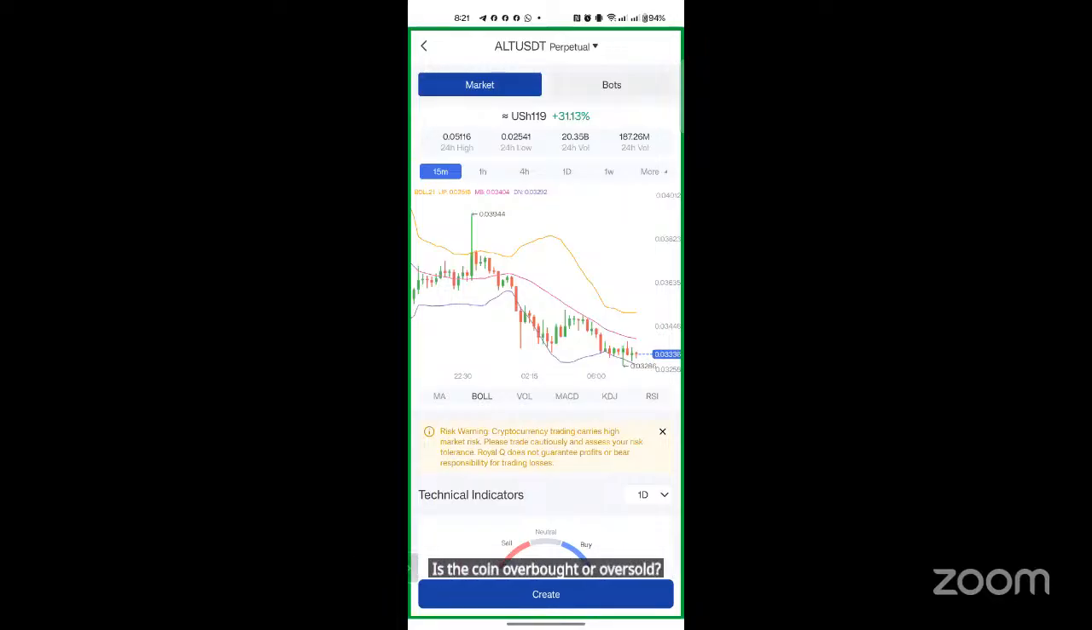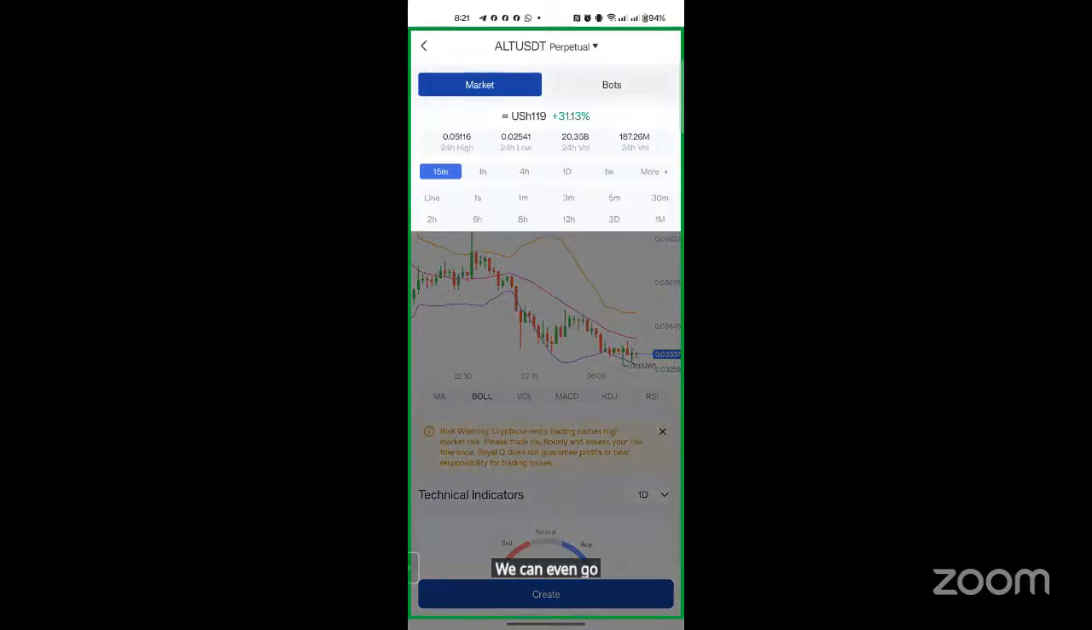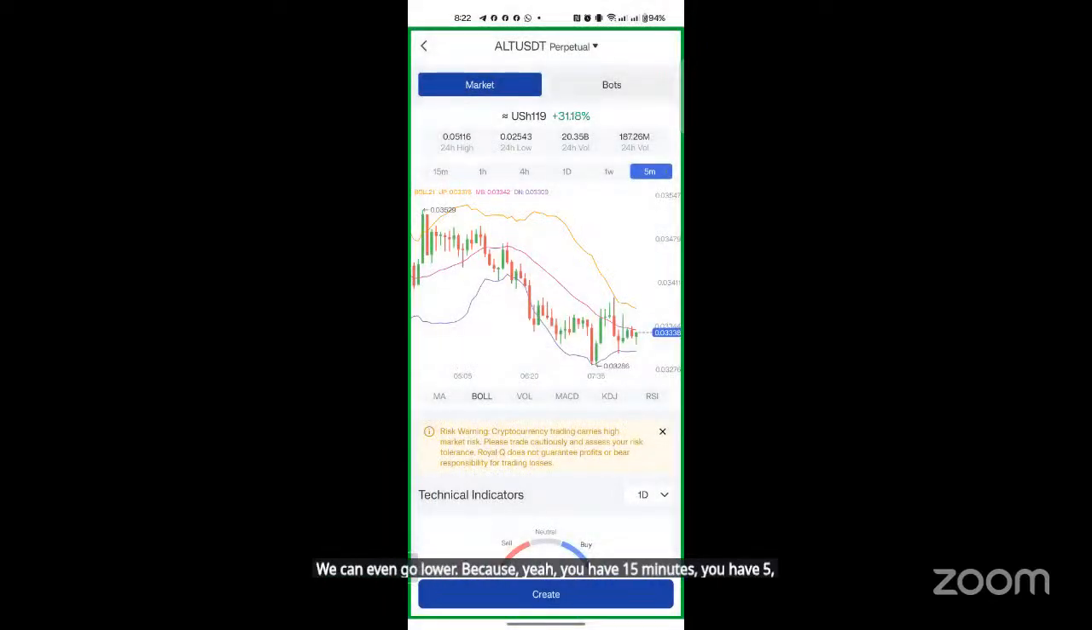Some answers in the chat. It is in the oversold area. Now, question. In 15 minutes, what do we expect? Do we expect this coin to continue going down or now to try to rise? We can even go lower because here you have 15 minutes, you have 5. Are you seeing the impact? Let me know in the chat.